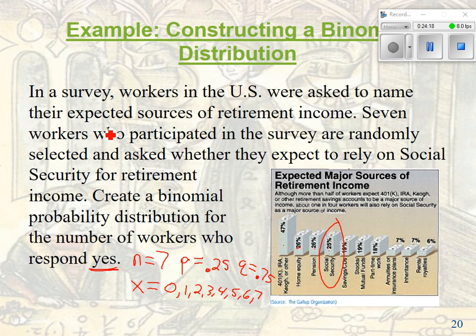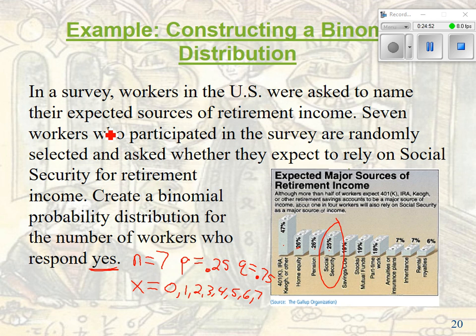Our N, we're going to stick in, make sure you're watching. Our X, we want to start off with 0 times P, which is 0.25, raised to the X power, which is 0, times Q, which is 0.75, raised to N minus X, which is 7 minus 0.